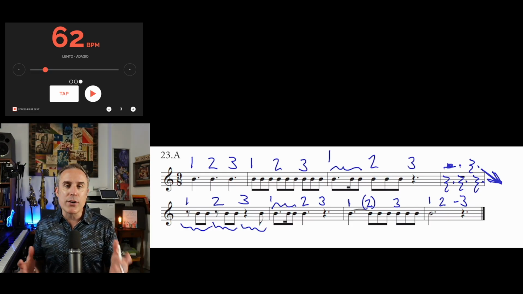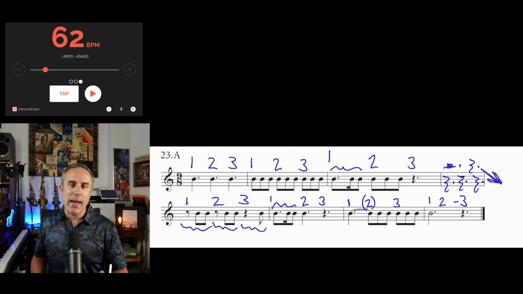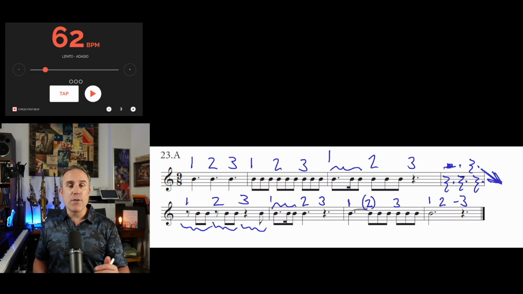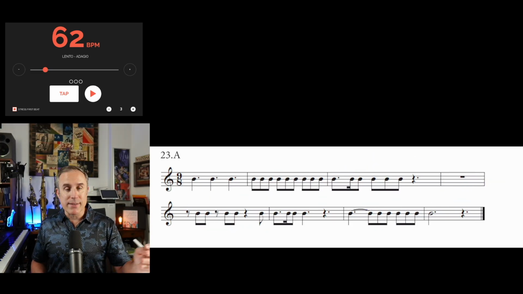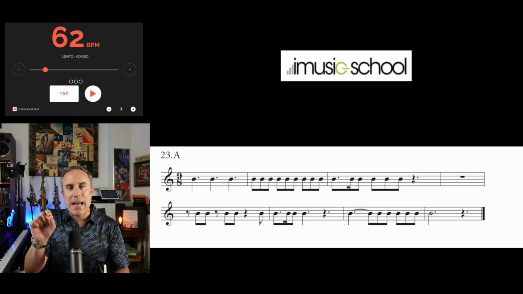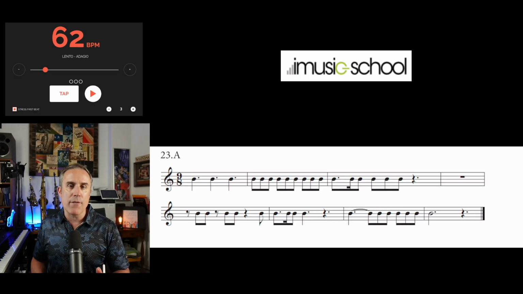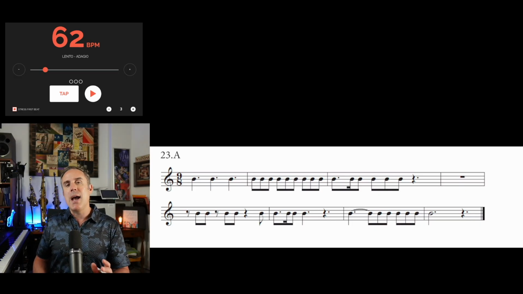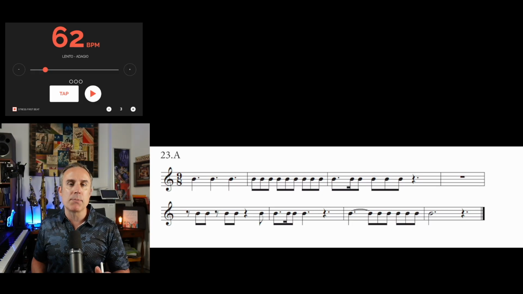All right, there's some really cool rhythms here in exercise 23A. Let's get a metronome started, let's get a pitch, and let's vocalize this rhythm together. Okay, the first thing I want to do is clear the ink so we can see this exercise a little more clearly. You can see that I'm once again using the metronome from imusic-school.com. So again, thank you to the folks at that website for offering up a free online metronome. And you can see I'm at 62 beats per minute.